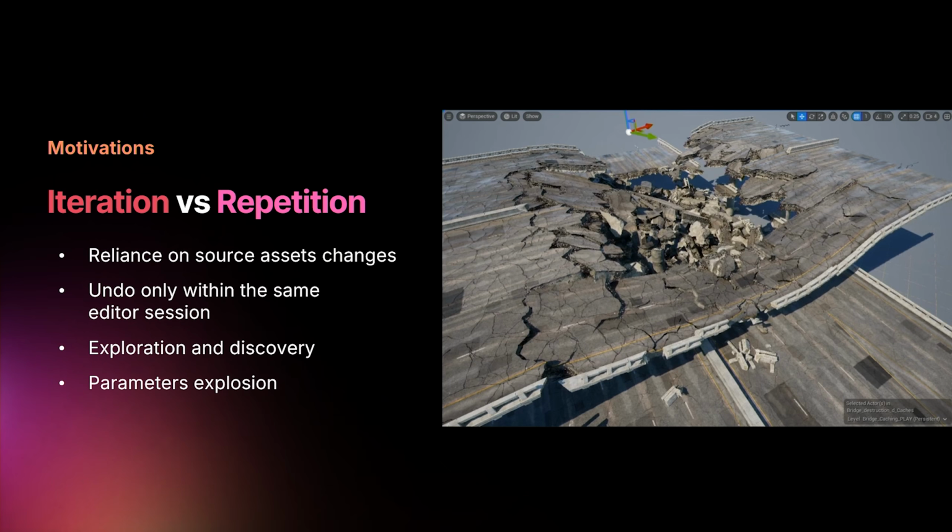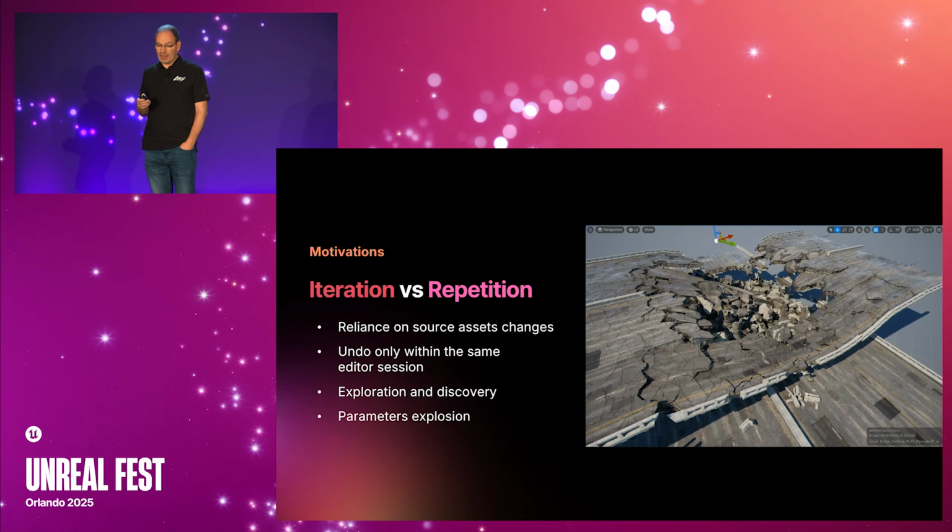So there is iteration, there is repetition, and we can sometimes confuse one for the other. Repetition is basically, especially when you have to do a lot of assets, you tend to repeat the same operation over and over, and we want to avoid that. We want to iterate to basically increase the quality of the assets.